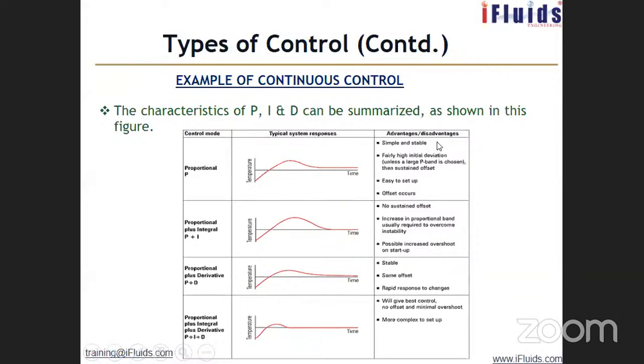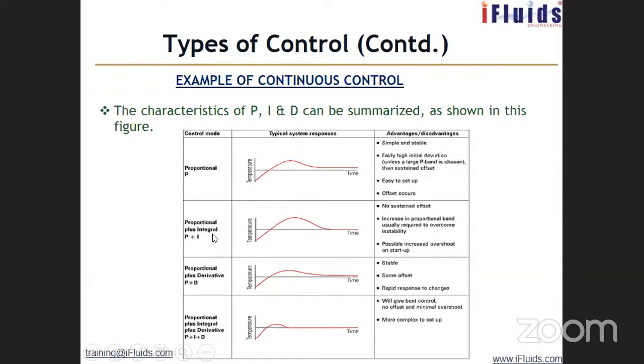The proportional controller is simple and stable. Fairly high initial deviation. This is called deviation. So high deviation in the initial phases, unless a large P band is chosen, then the sustained offset is reduced. The difference is called the offset. Easy to set up, but offset occurs.